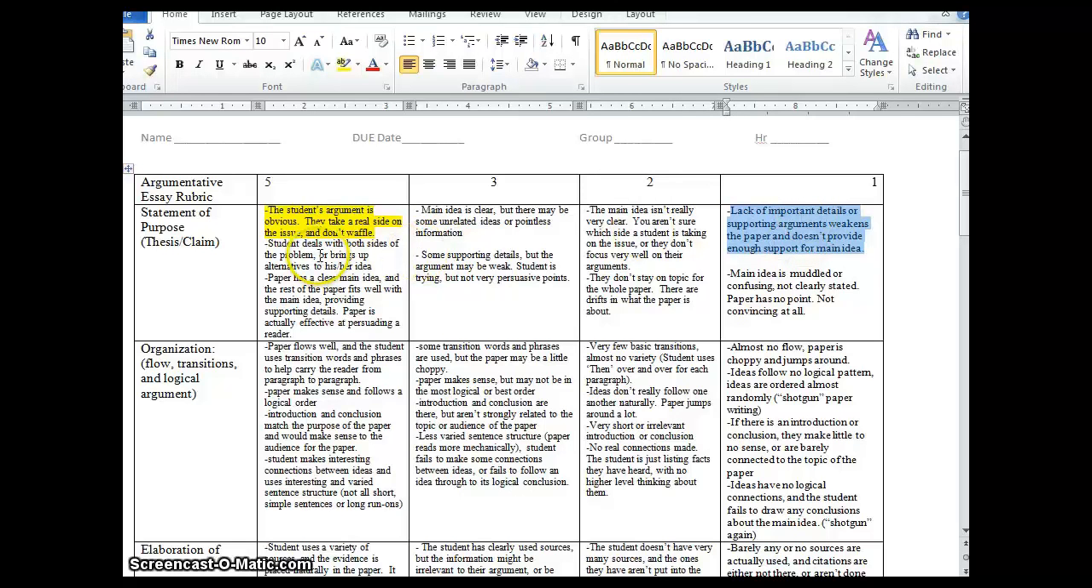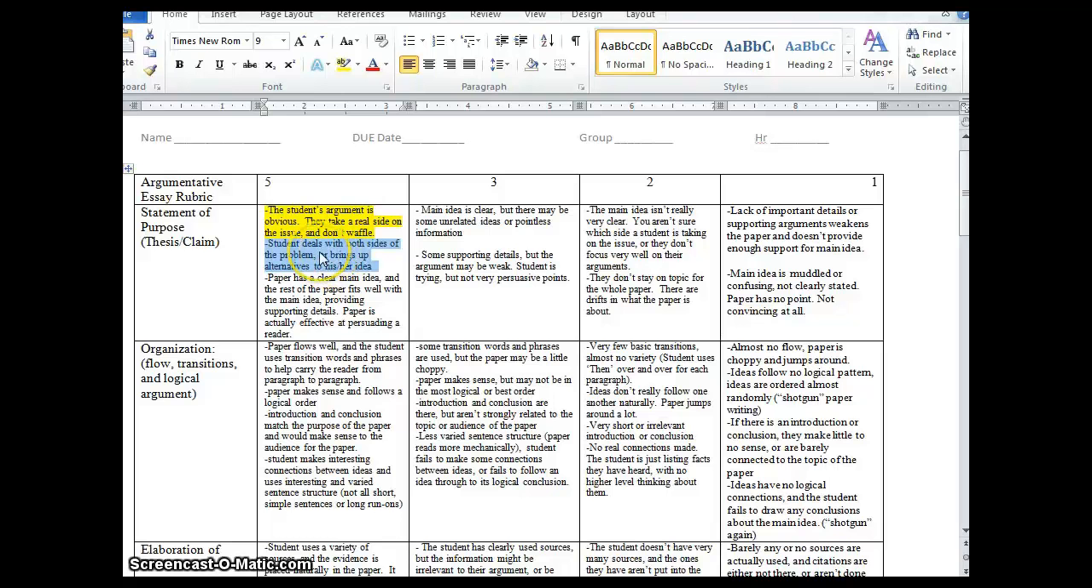Okay, student deals with both sides of the problem or brings up alternatives to his or her idea. When you're reading the paper, make sure that your partner or your peer has dealt with both sides. So they can't just address Columbus as the discoverer. They're going to go along talking about Columbus, Columbus, Columbus, when in reality what they need to do is discount Leif Erikson, discount the Chinese, and also discount the Native Americans, clearly, who were there whenever they arrived.